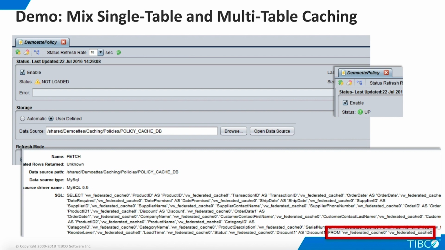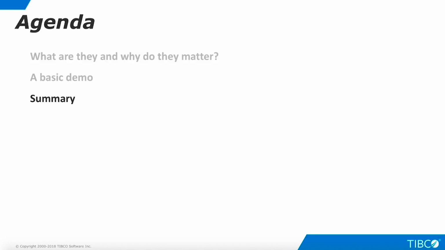We have seen how to define cache policies and examine their behavior in both success and failure scenarios. We have looked at pre- and post-refresh procedures and seen how TDV automatically deals with cache dependencies in policies. We have also seen how a single policy can mix both single-table and multi-table caching. Our demo is complete. Let's summarize what we have seen in this presentation.